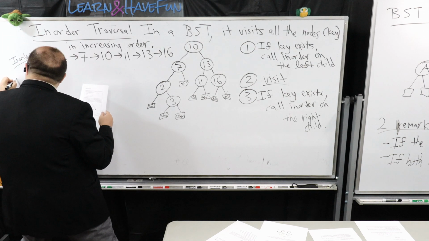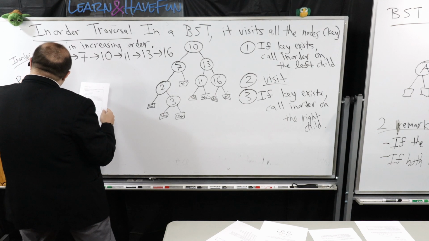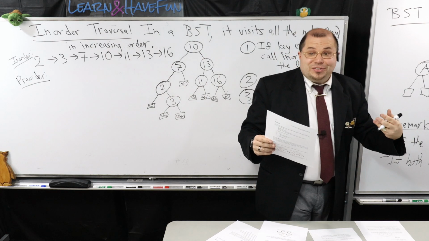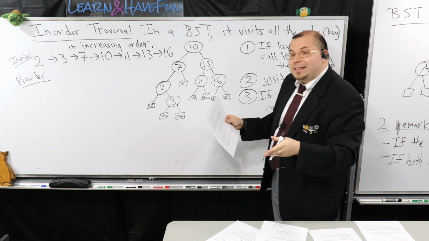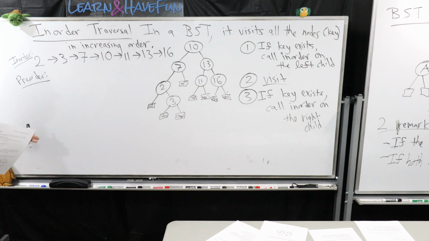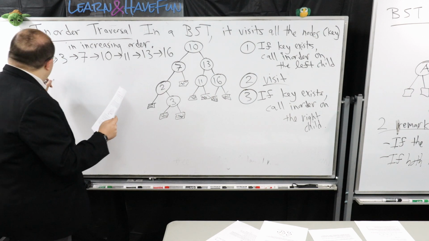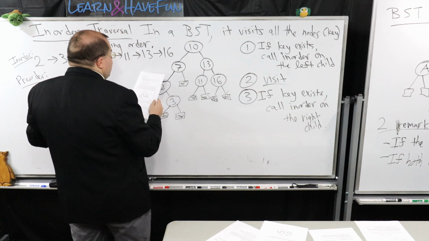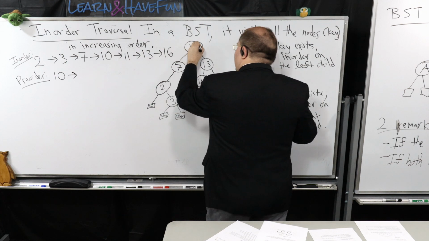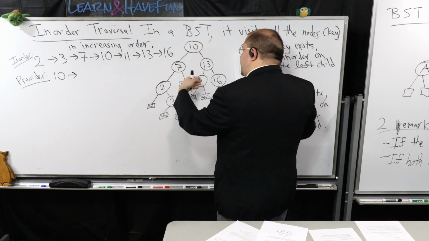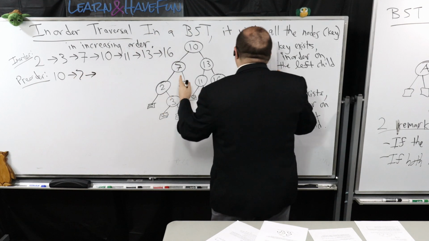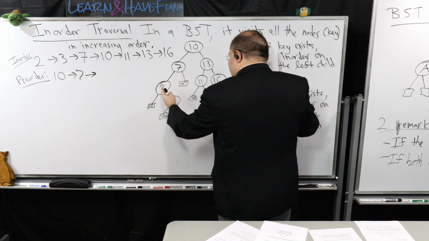Let's do pre-order first, and then we'll do post-order. So remember, the whole idea with pre-order is you visit yourself first, and then you visit your children. In this case, since it's an ordered tree, you visit your left, then your right, assuming that there is a key that's there. So here we go. I'm going to visit 10 first. Then I go left, right. So 7. And then I go left.